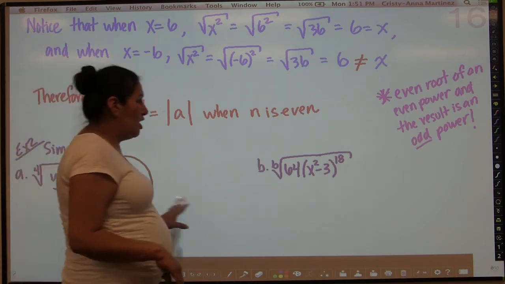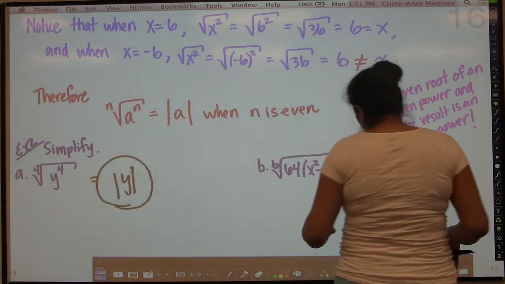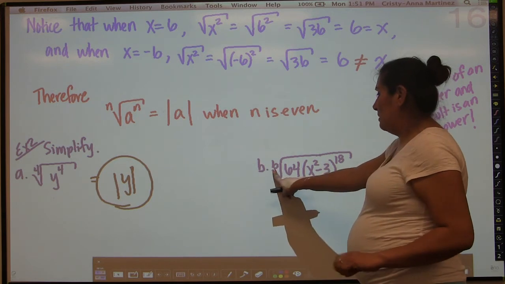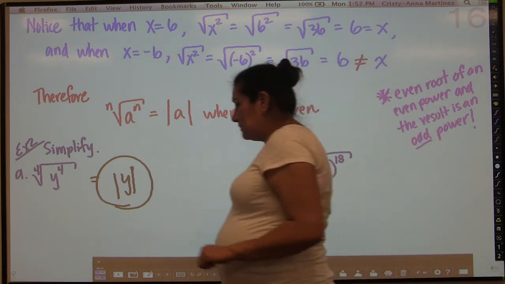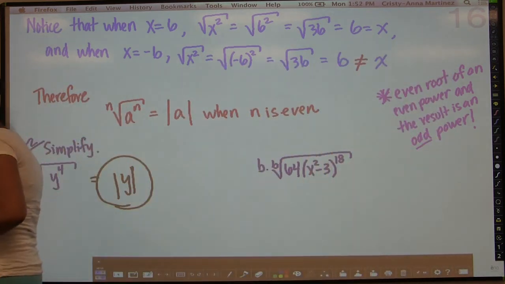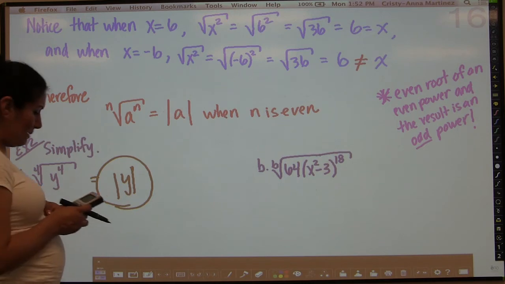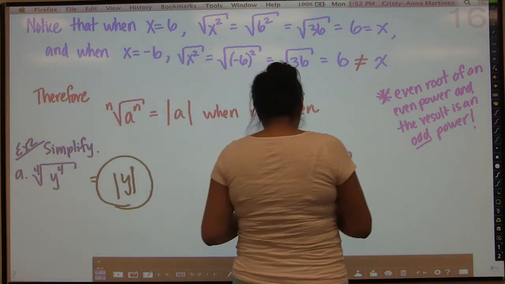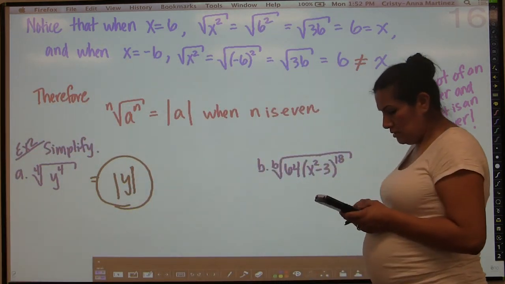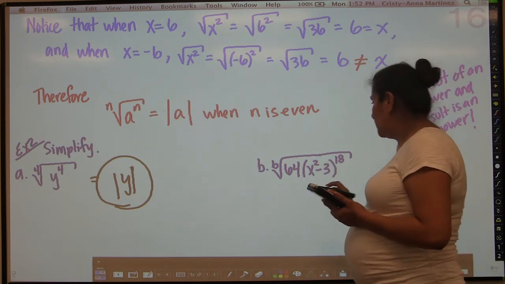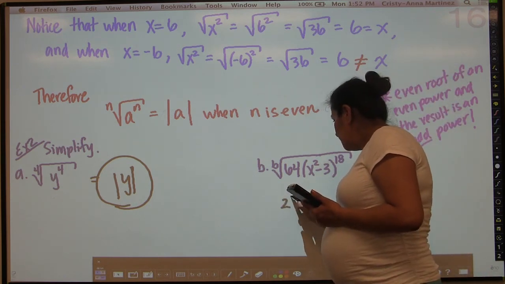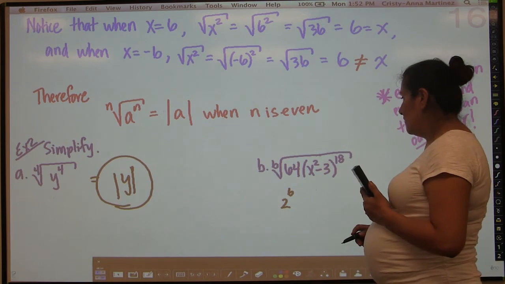Okay? So then here we are over here, same idea, but now we have, this is not a b, I'm sorry if it looks like a b, it's supposed to be a 6. So it's the 6th root of 64 times x squared minus 3 to the 18th power. So we're trying to do the same exact thing we did before. We want to rewrite the 64, and we know that 2 to the 6th power is 64.